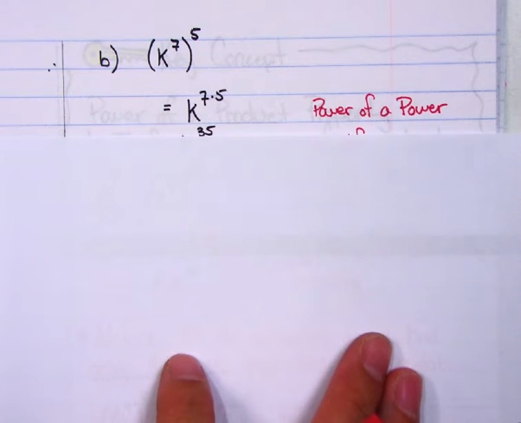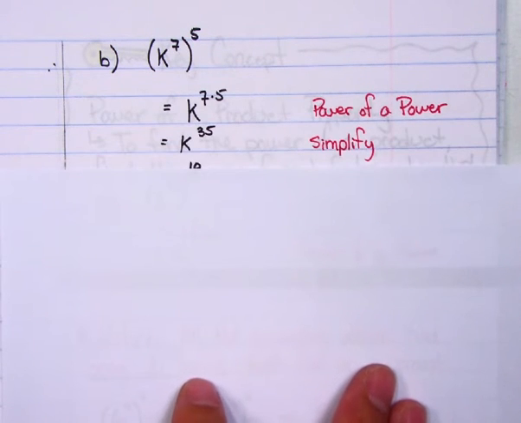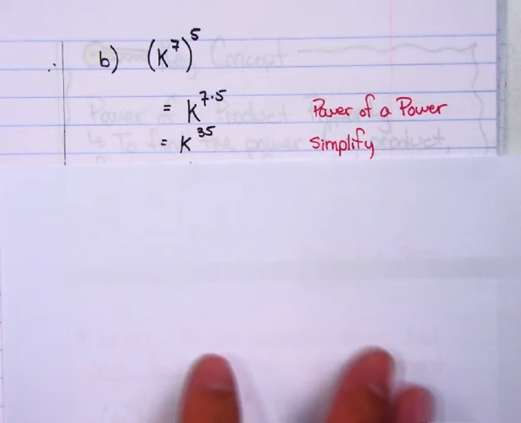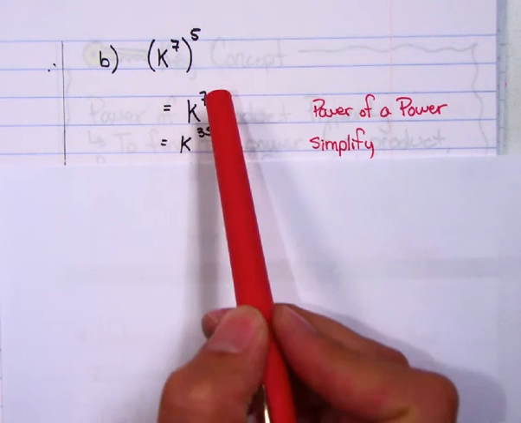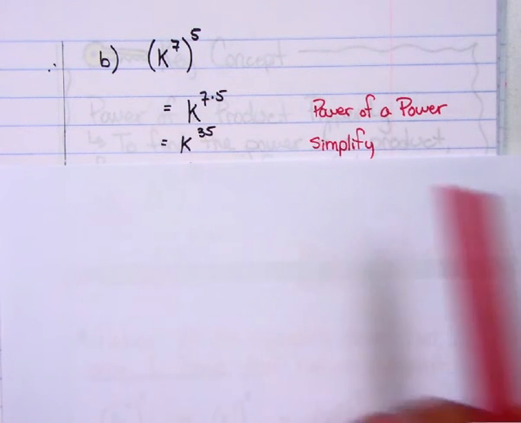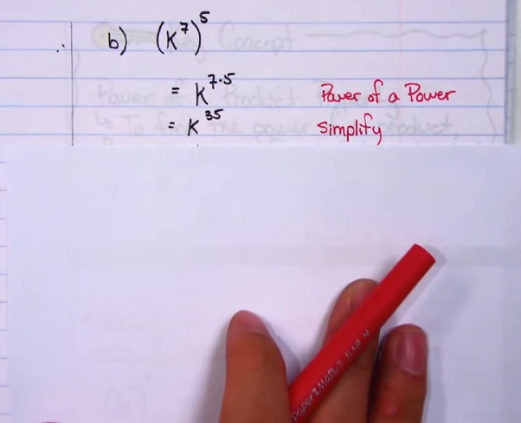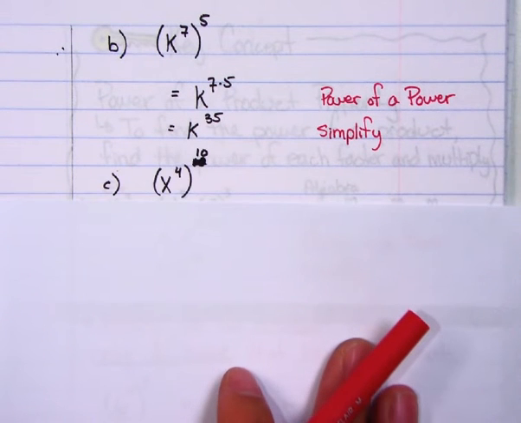Should have gotten k to the 35th power, right? K to the 35th power. Because you take the 7 times the 5, multiply it against 35, and there you go. It's called the power of a power property. Here's another. X to the 4th to the 10th.